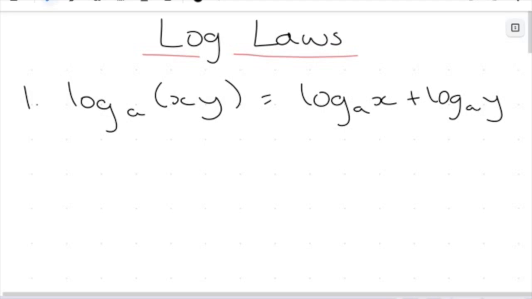Okay, so what we have here is the first log law, which says that the log of any base a of some product here, x times y, equals log a of x plus log a of y. Now what we're going to do here is relate this to another law where we saw multiplication first being the same as addition, and we're going to revisit this law of exponents.